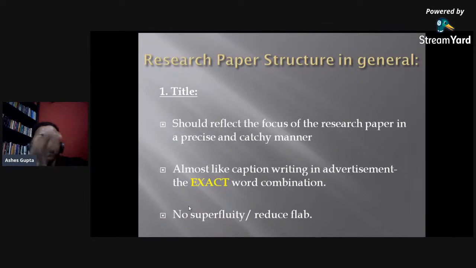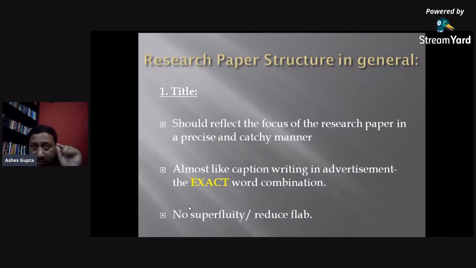Now, this word catchy is not very research oriented, but I have used this word in order to give you an understanding of what I mean by an attractive title, a title which not only gives information but also tells the reader that the title is telling you only a part of what is expected to be read in the rest of the body of the paper. So a title is very important.